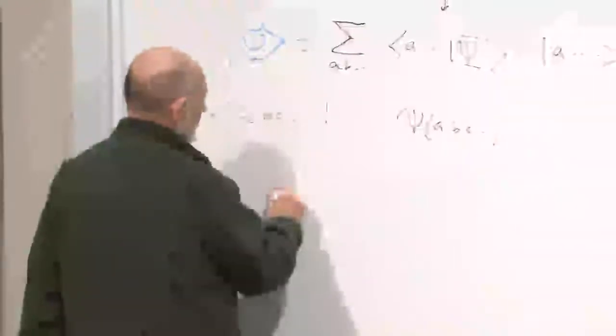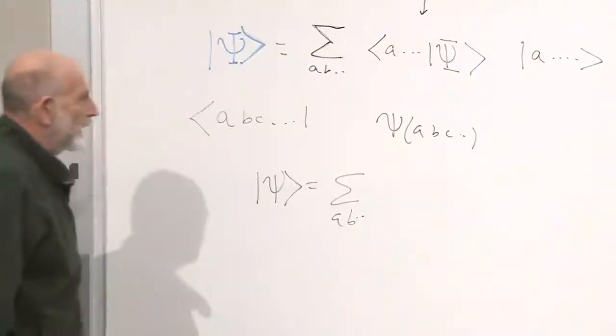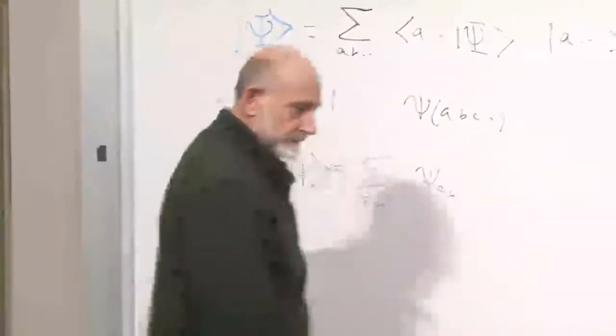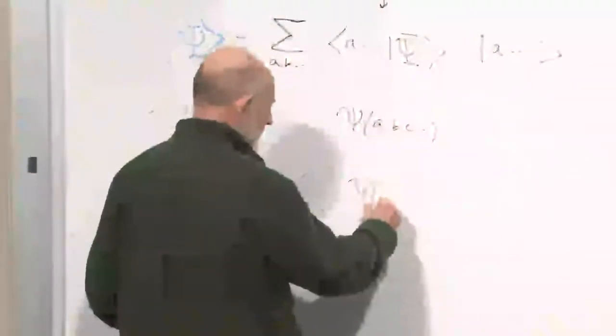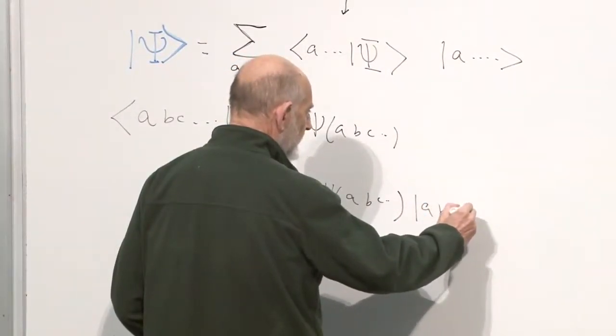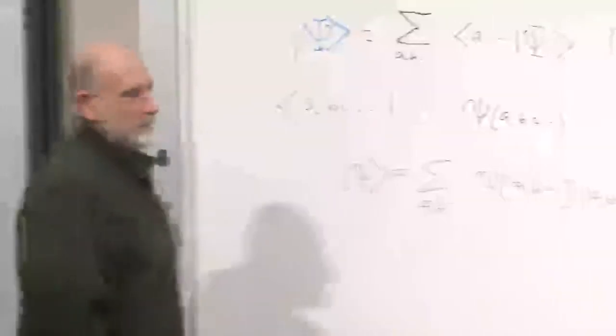It's called the wave function, and it's defined in such a way that the state vector psi is equal to the sum over all the indices which it takes to specify the basis times psi of A, B, and C, and so forth. Psi of A, B, and C, of the coordinates of what? The coordinates?